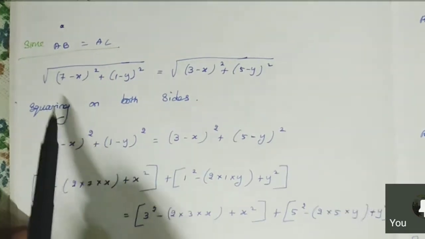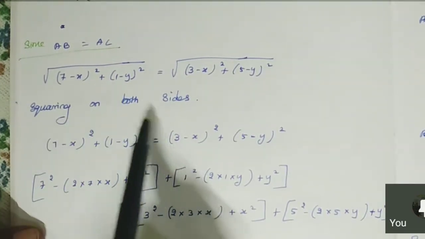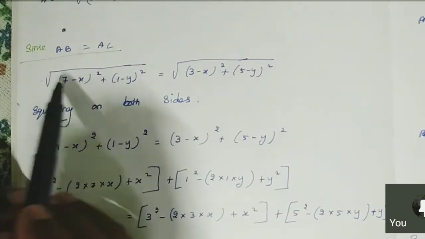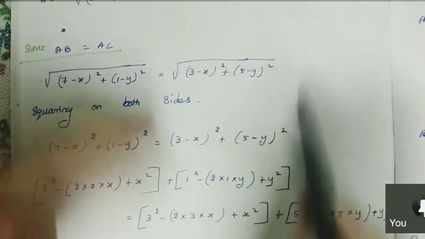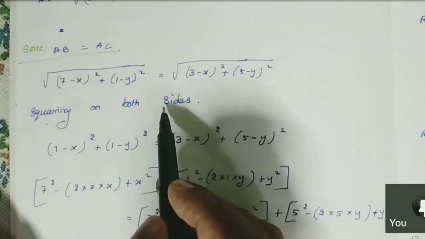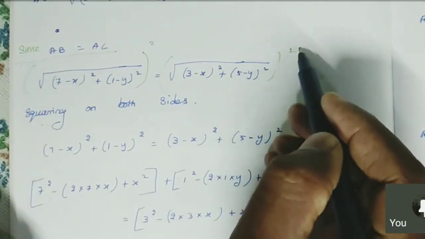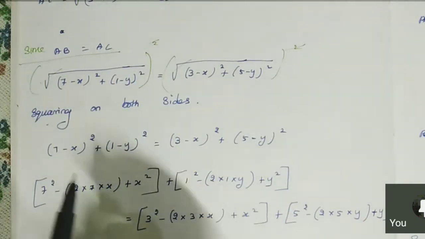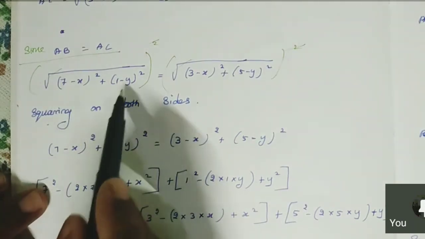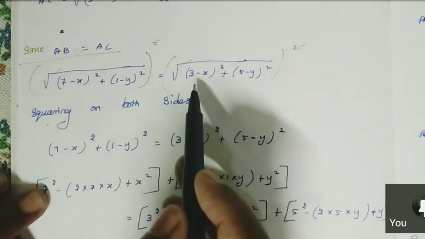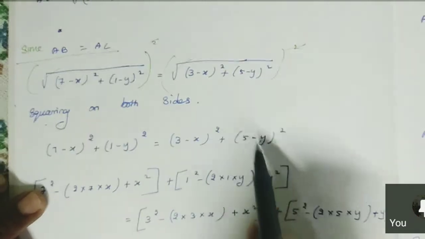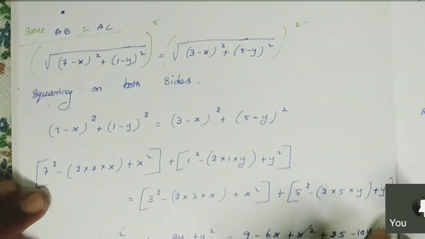Okay. Now we should square both sides, for removing the square root. When we square both sides, the square root and the square are removed, right? So the remaining is 7 minus x the whole square plus 1 minus y the whole square is equal to 3 minus x the whole square plus 5 minus y the whole square, right?